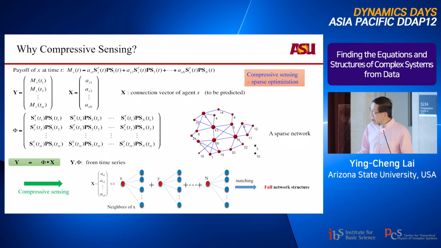Now we solve this compressive sensing problem to get this coefficient vector, and then we focus on another node and solve for its coefficient vector. We have to make sure that these solutions are consistent with each other, in the sense that if y is a neighbor of x, then when you calculate the coefficient vectors from x and from y, x must also be a neighbor of y. So you have to check this consistency for all the nodes in the network to get the full network structure. That's basically the idea.